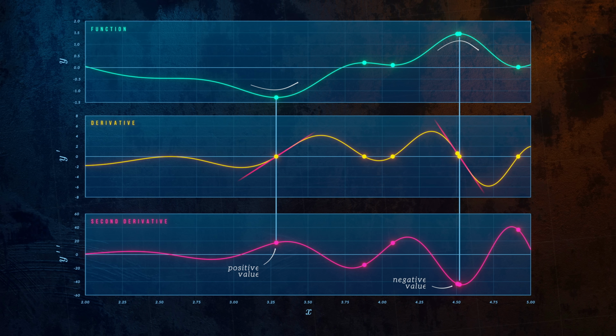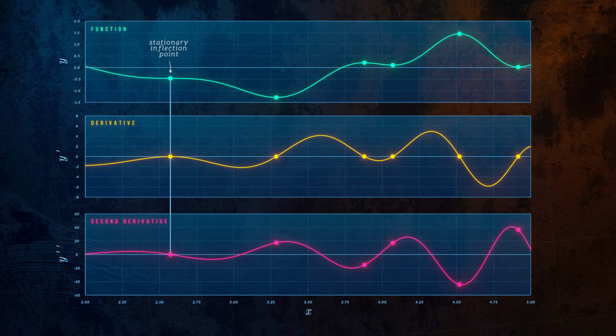There's a third type of stationary point called an inflection point, where the curve doesn't turn back on itself, but its curvature reverses. At a stationary inflection point, both the first and second derivatives are zero, and the second derivative changes sign to reflect the curvature reversal.